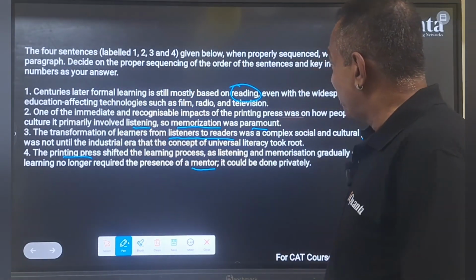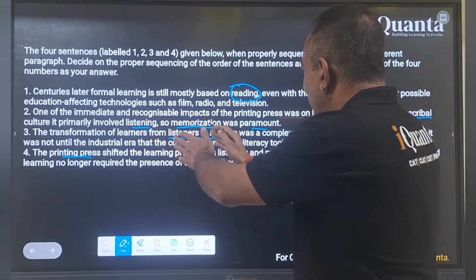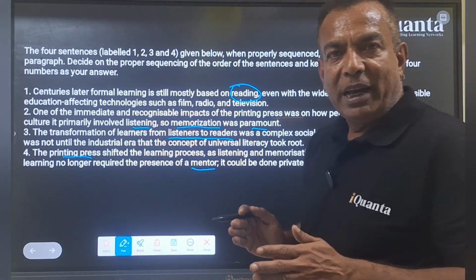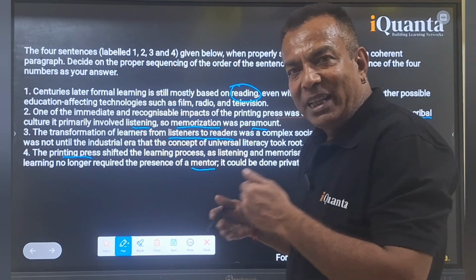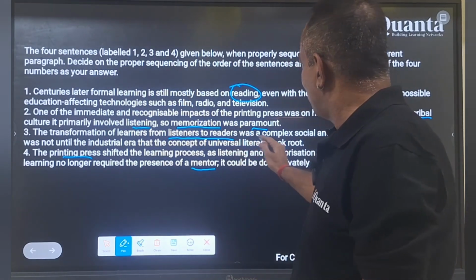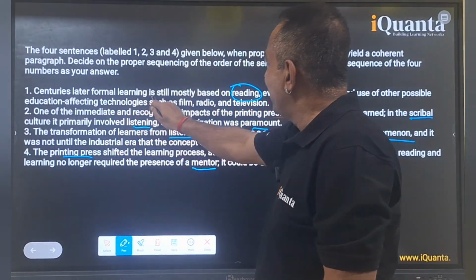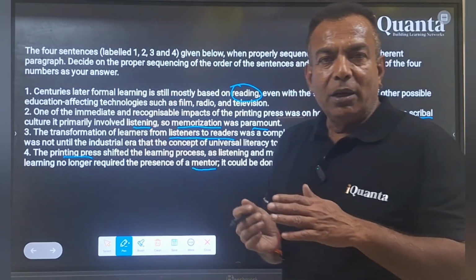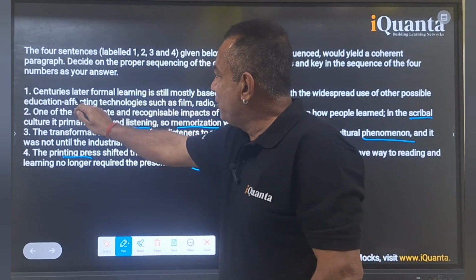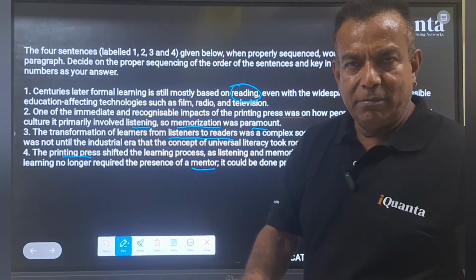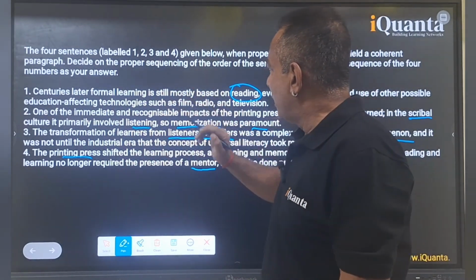Third, we'll be talking about the transition. You know, here the transition. There's the change from listeners to readers, where listeners started becoming readers. They started reading, learning while they were reading. So this will be the third one. And fourth one is, we are talking about formal learning centuries later. So in a chronological order, chronological, that is time-based order, we are talking about centuries later, which will obviously come later. बाद में ही आएगा, जब हम centuries के बाद की बात कर रहे हैं, तो ये बाद में आएगा.